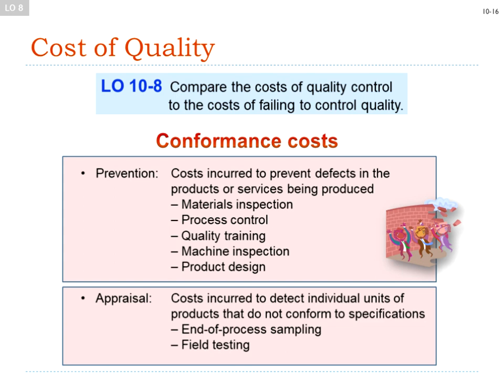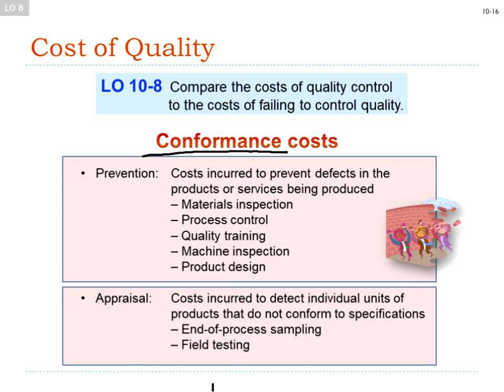So one cost of quality is conformance costs. These costs are prevention costs, incurred to prevent defects in products, and appraisal costs, incurred to detect products that don't conform to specifications.